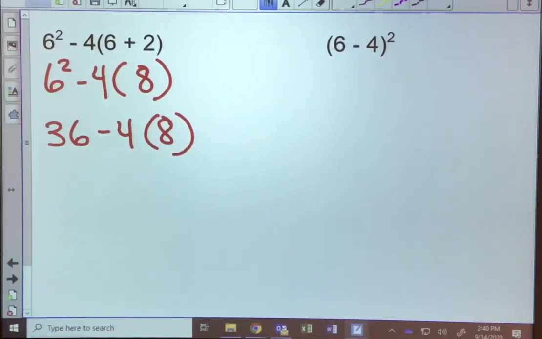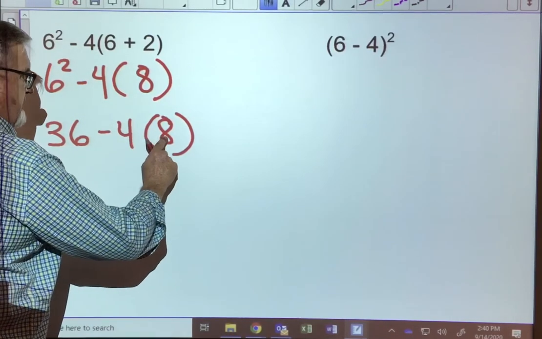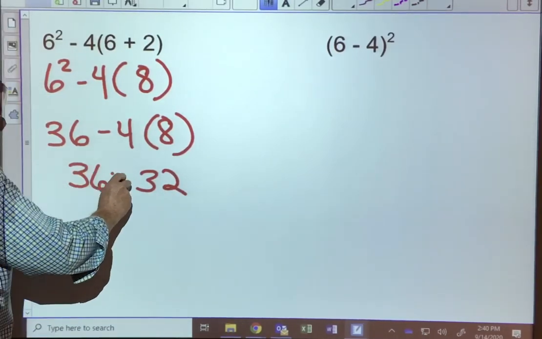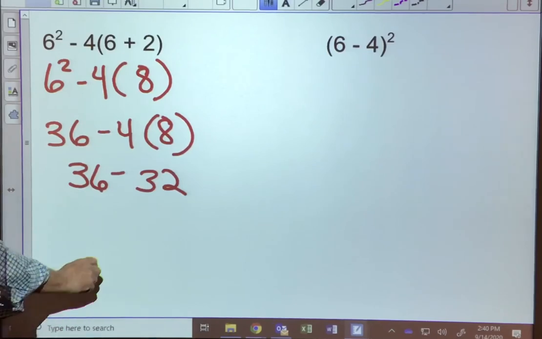All right. I've got subtraction and multiplication. We're going to do the multiplication first. So 4 times 8 is 32. So now we have 36 minus 32, which is 4.